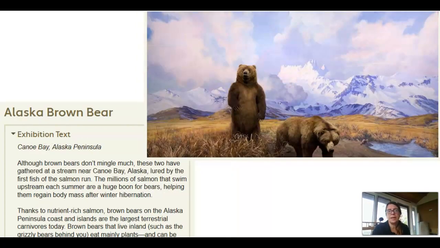And lastly, we have an Alaskan brown bear. Again, we've got the landscape painting in the background, lots of clouds, snow-covered mountains. In the foreground, we have these grasses and also a water source. And then we have our taxidermy specimens, our two brown bears.